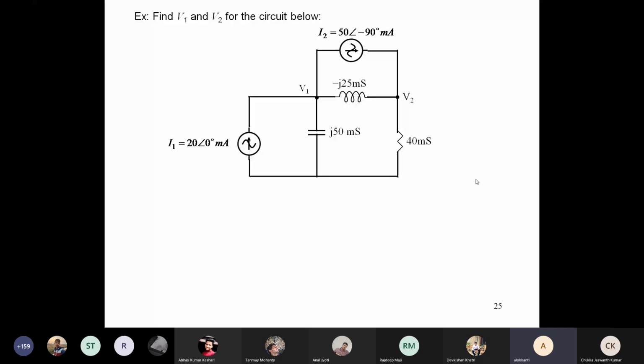This is the problem given. Find V1 and V2 for the circuit below. Here again you find that sometimes when there are current sources, working with the conductance or susceptance becomes easier. You are directly given that. But you have to be careful: the current sources are given in milliampere, and similarly the conductances are given in millisiemens. So find V1 and V2.